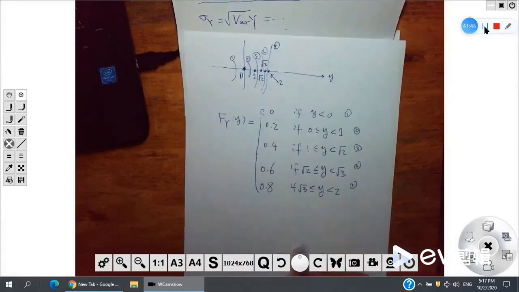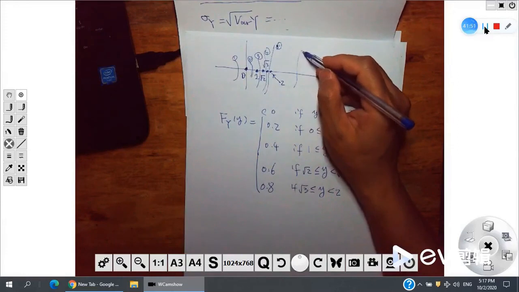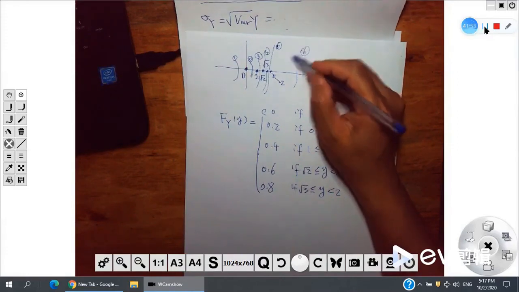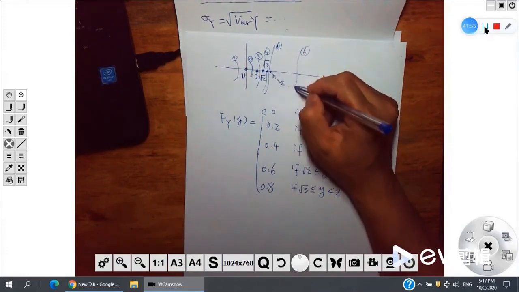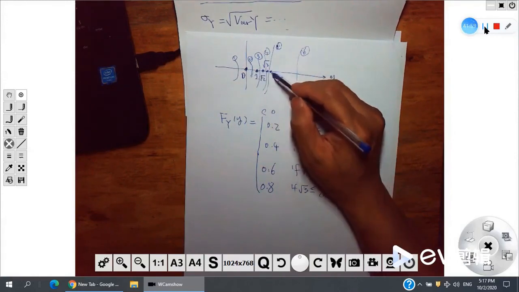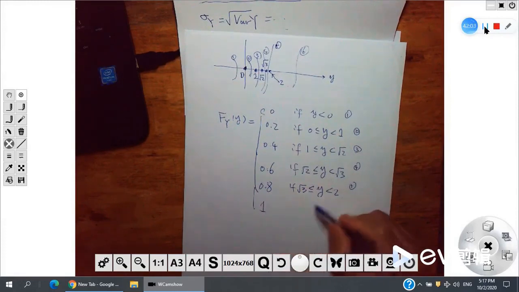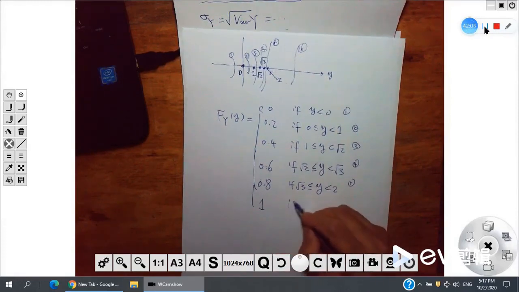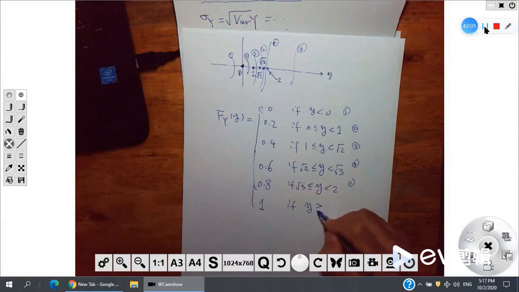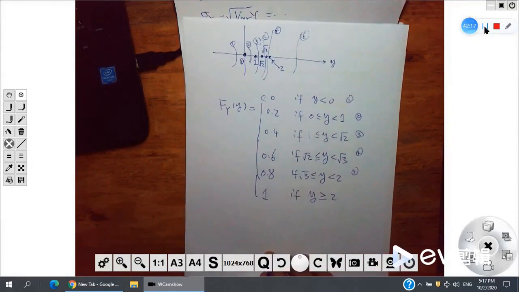And the last one, if y is here, this is the sixth case. y is larger than or equal to 2. Then it contains all the possible results, so this should be the 100% whole sample space. Right? It's 1 if y is larger than or equal to 2. Okay, this is the CDF.